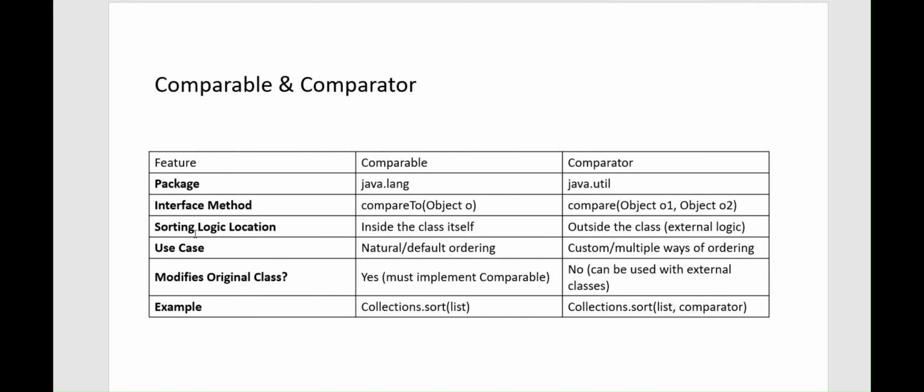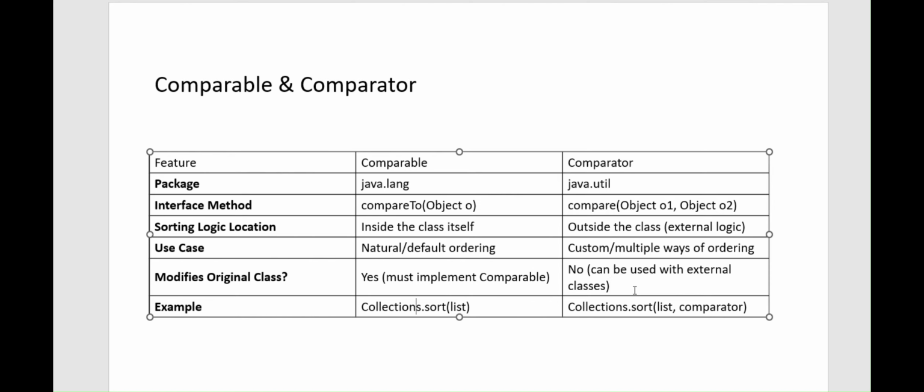Okay. Now here sort logic location, it's inside the class because modification is needed inside the class, but it's outside the class because modification is outside the class. We are talking about two other objects. Use case, this is for natural ordering, this is for custom ordering. Okay, multiple ways of ordering. Natural, here also you can see in natural multiple A is there, right? So similarly comparable, natural. Similarly in custom, O is there. So similarly comparator and custom. Modifies original class, yes, this modifies it as I already told, it doesn't modify this.